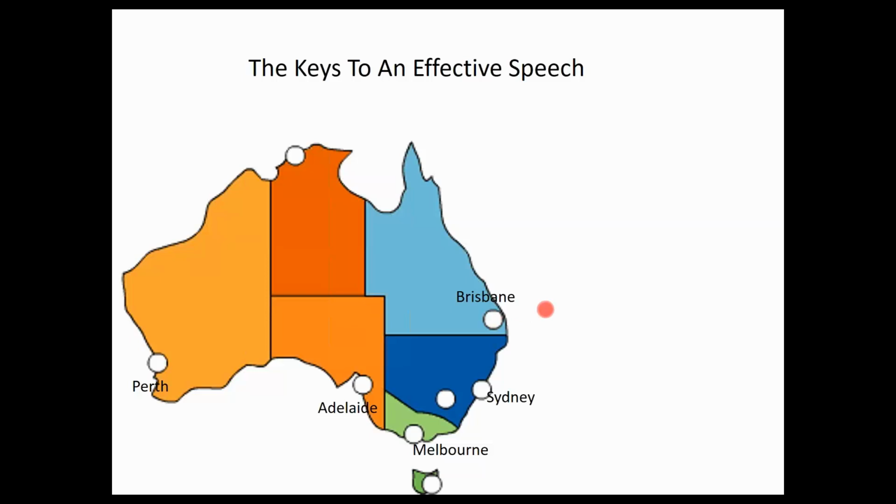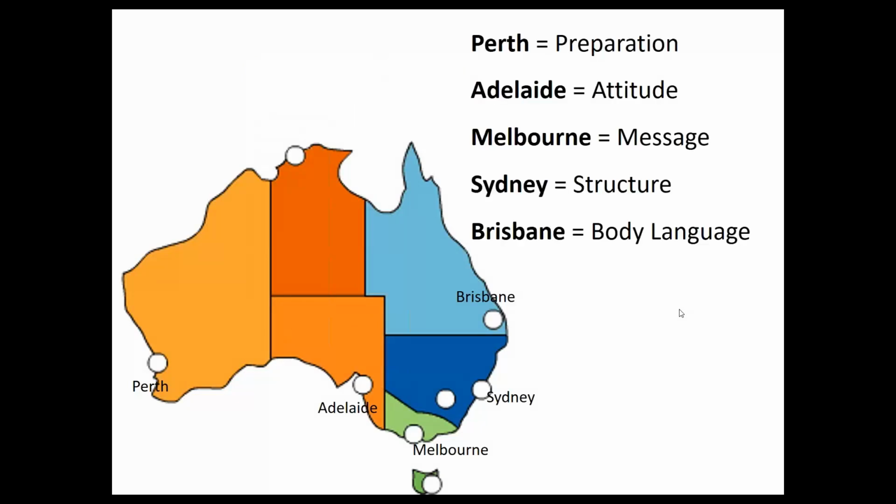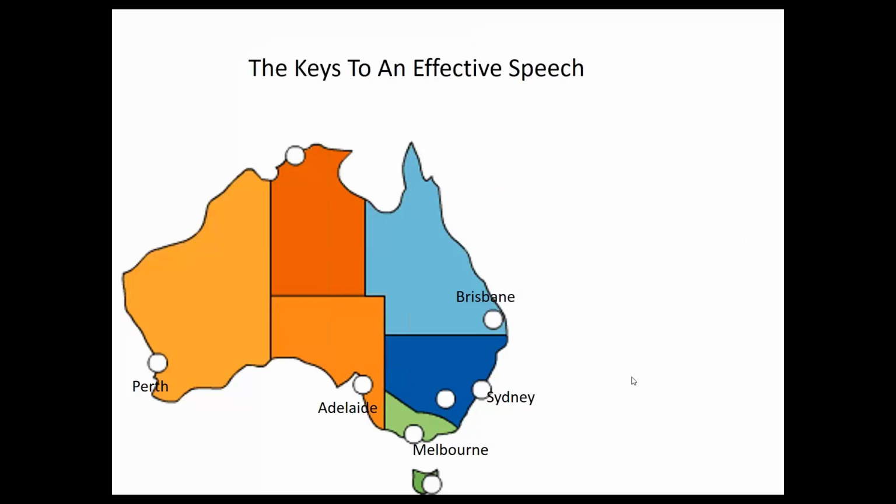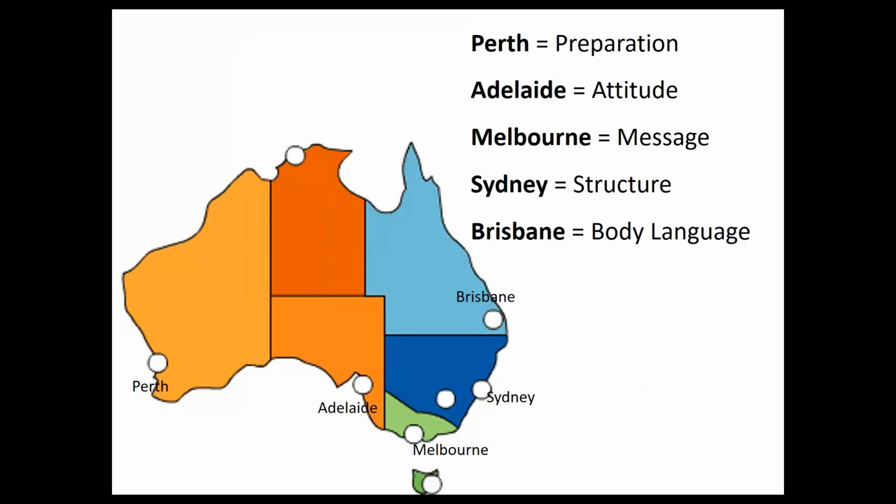So there's no notes there. I'm using that mind map, which is the map of Australia, to anchor my points. How'd I go? Preparation, attitude, message, structure, and body language. So there's a 1 hour or a 45-minute keynote speech entitled The 5 Keys to an Effective Presentation, or the Keys to an Effective Speech, the 5 keys, and there it is, just my mind map.